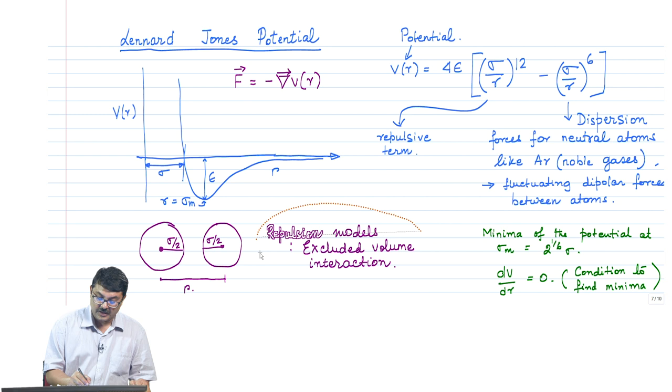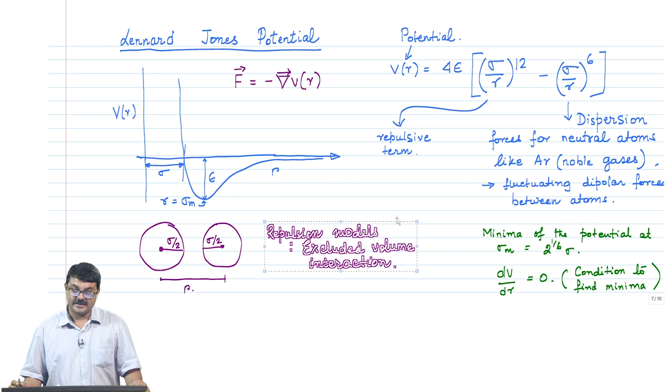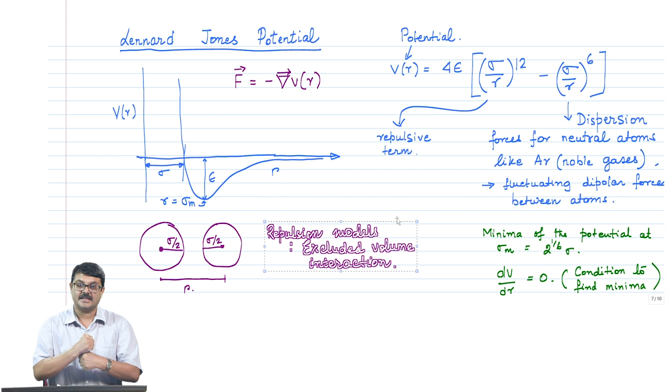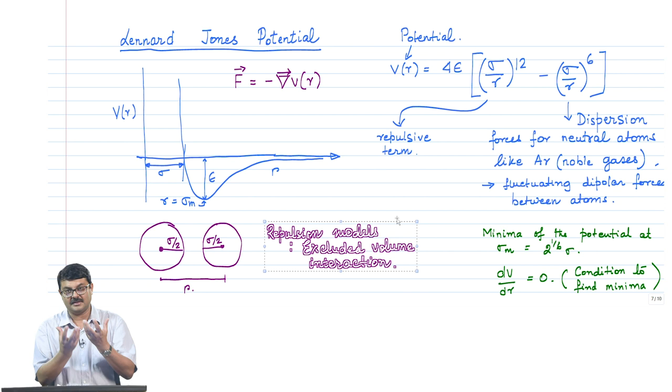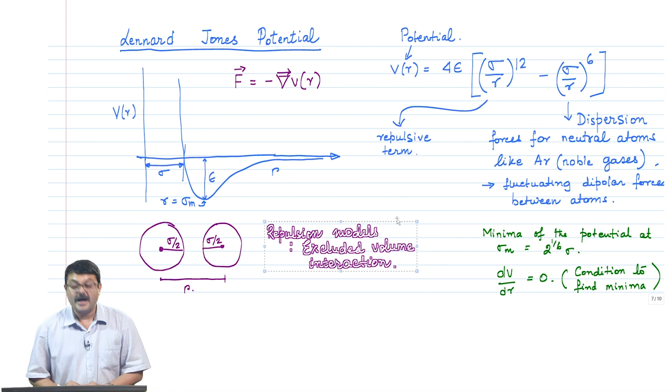So this repulsive interaction is modeling the so-called excluded volume interaction. What is excluded volume interaction? Basically, two particles are not allowed to sit on top of each other, because they exclude some volume. If they are atoms, electrons from the two atoms would repel the two particles away from each other. So, what does it say?